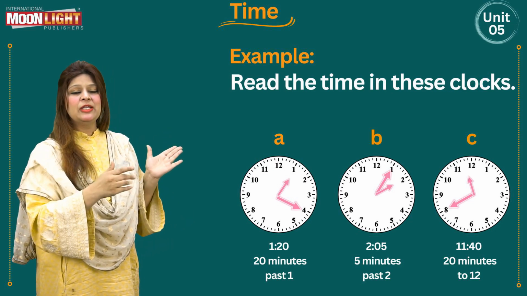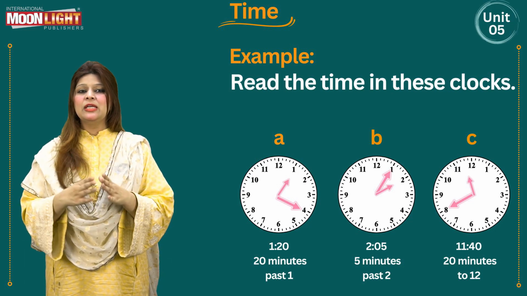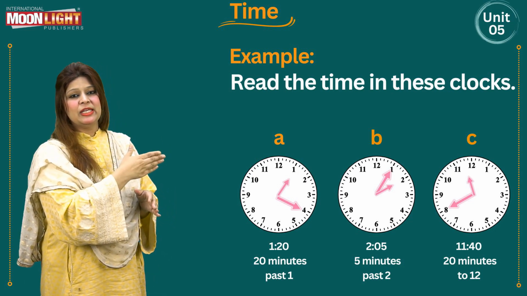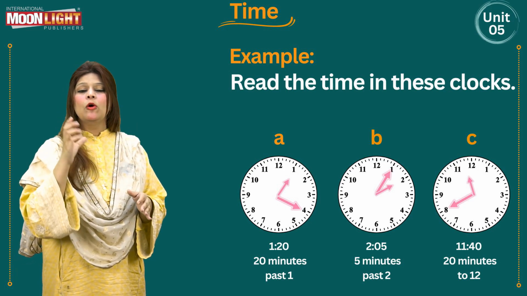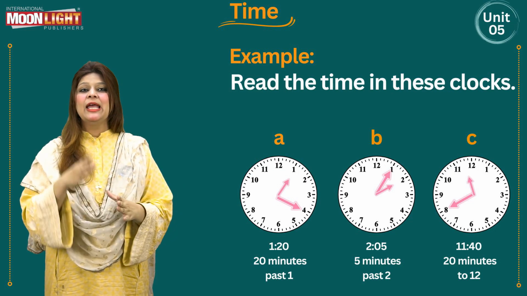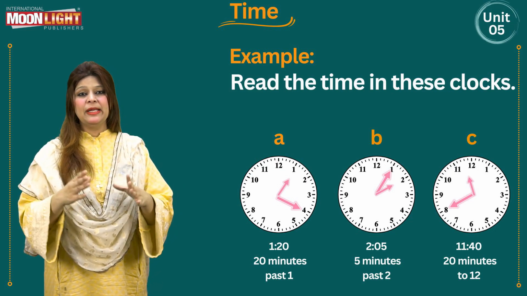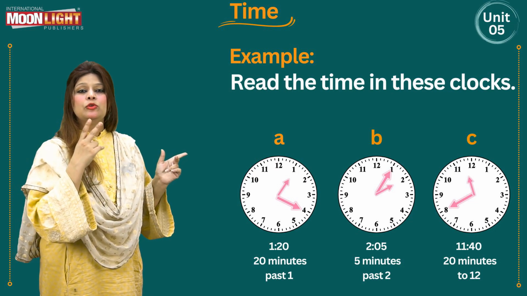So we are going to read the answer of this clock. You can check the first clock, part A. This is 1:20, because the small hand is at 1 approximately, and the big hand is on 20.